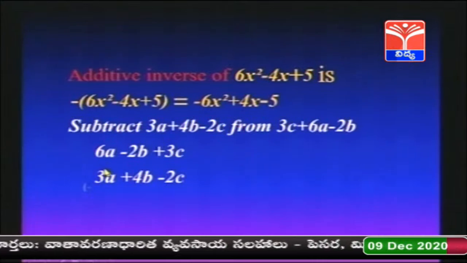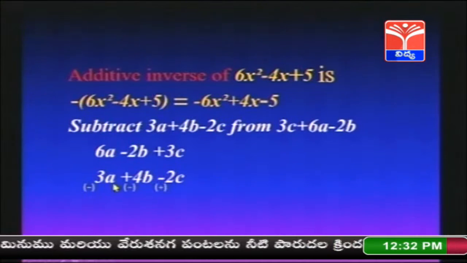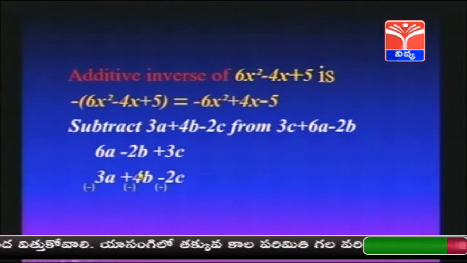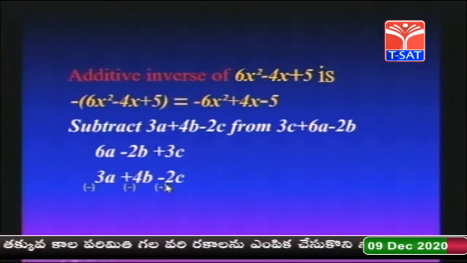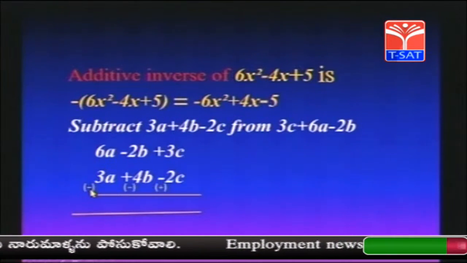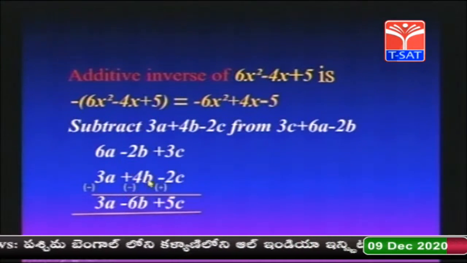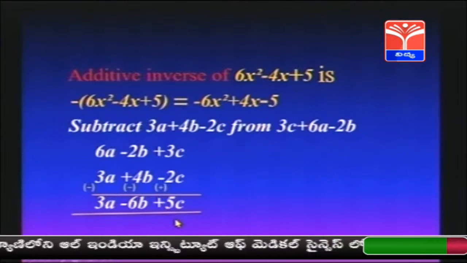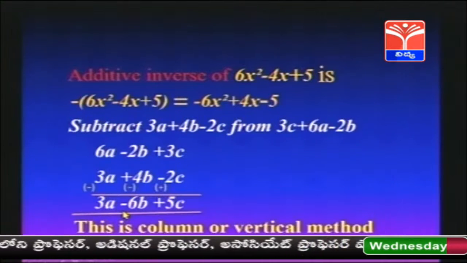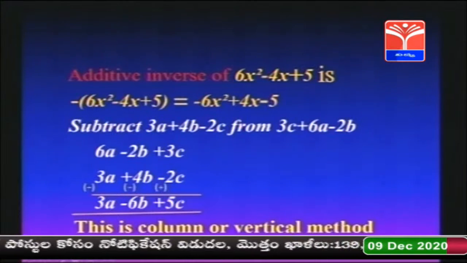For subtraction, change the sign of the terms, that is here it is plus, it becomes minus, here it is plus, it becomes minus, here it is minus, it becomes plus. That means we are writing the additive inverse of this expression, and now we will add both the expressions. 6 minus 3 is 3a, minus 2 minus 4 is minus 6b, plus 3 plus 2, that is plus 5c. So the answer finally is 3a minus 6b plus 5c. So this is the column method or vertical method.